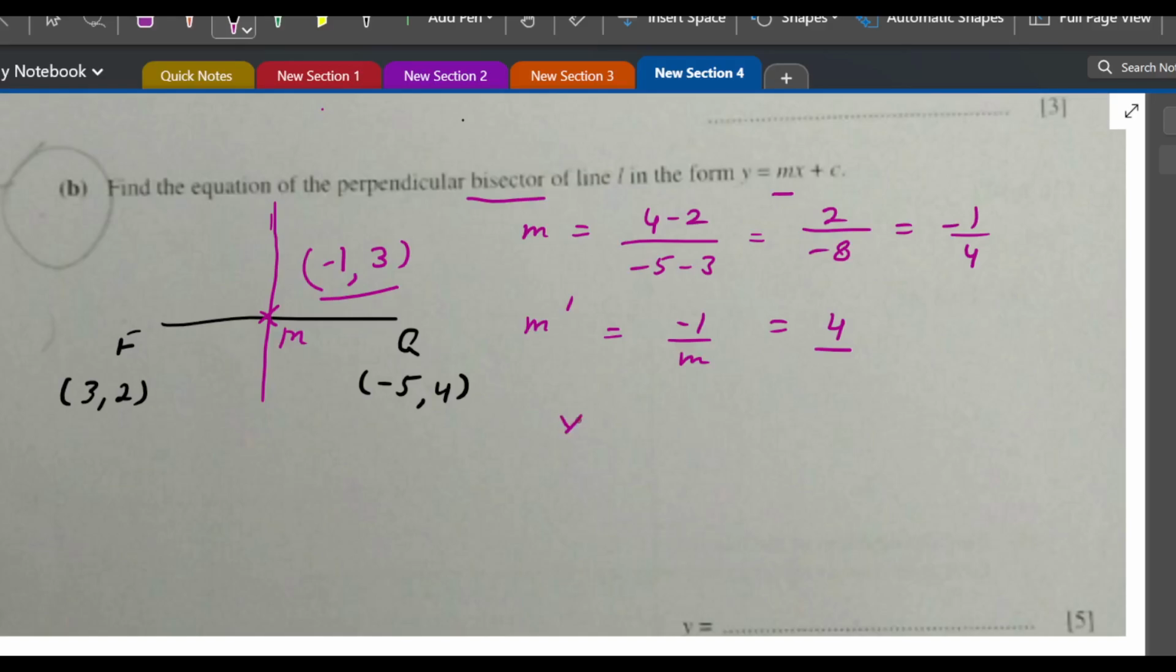My equation is of the form y equals m prime x plus c. Y I know that this is 3. M prime is 4 times minus 1 plus c. So from here I get the value of c as 7. 3 plus 4, 7.